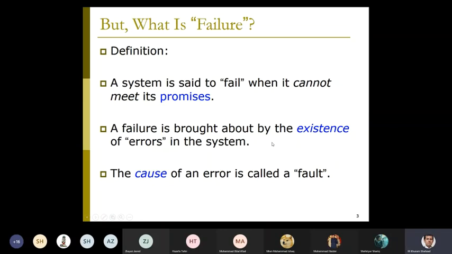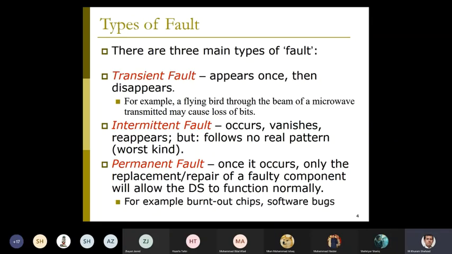A failure is brought about by the existence of errors. The existence of errors in the system can be software based or hardware based, and the causes of such errors are called faults. So let's proceed. What are the types of faults there? There are mainly three types of faults.